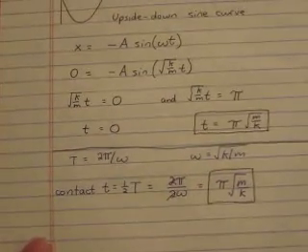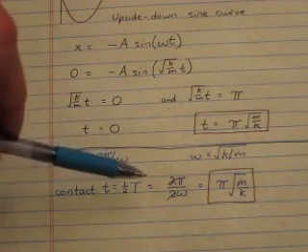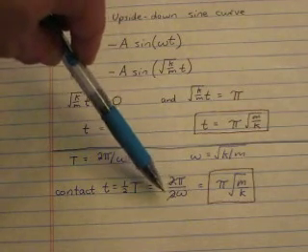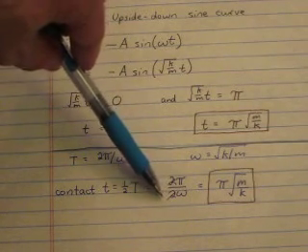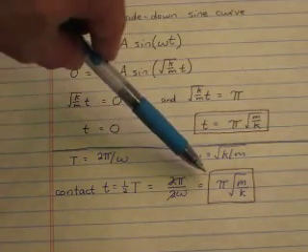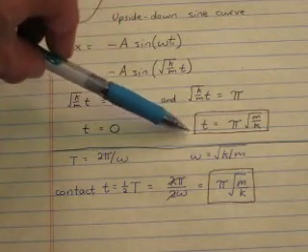So, contact time is half the period. Half of T equals, you can have 2 pi over 2 omega. The 2's cancel out. We have pi over omega, and we have pi times square root of m over k. Same result we got up here.